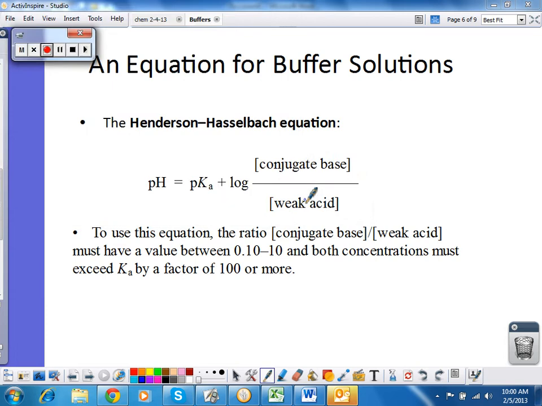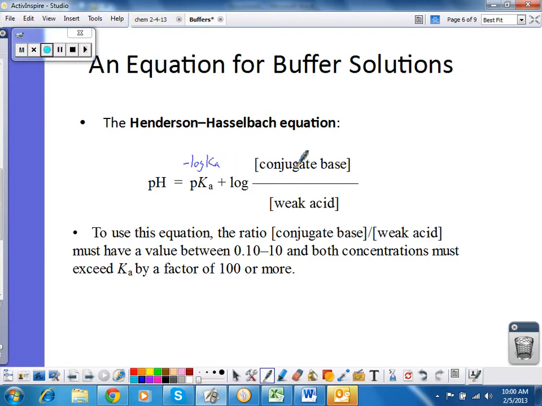So mathematically, we want to use something called the Henderson-Hasselbalch equation when we're dealing with buffers. There are other ways to solve for buffers, but this equation is pretty useful. You'll notice it's written in terms of pH. Remember, pH is the negative log of H plus. pH equals pKa, and pKa is the negative log of Ka, so that would be the Ka for the conjugate acid contained in your buffer, plus the log of the ratio of base to acid.